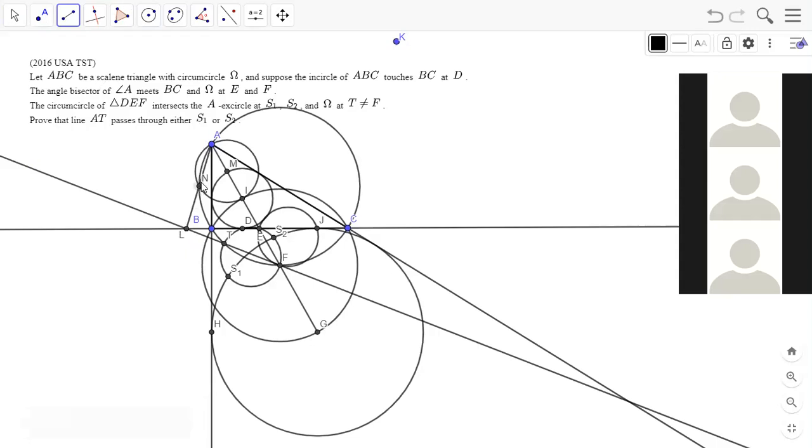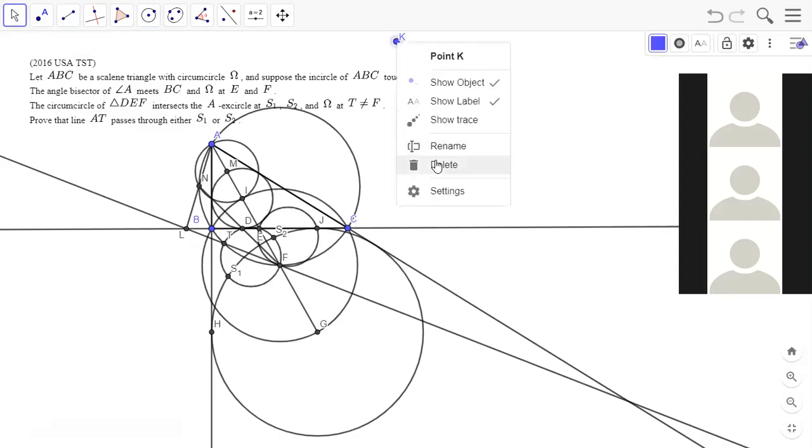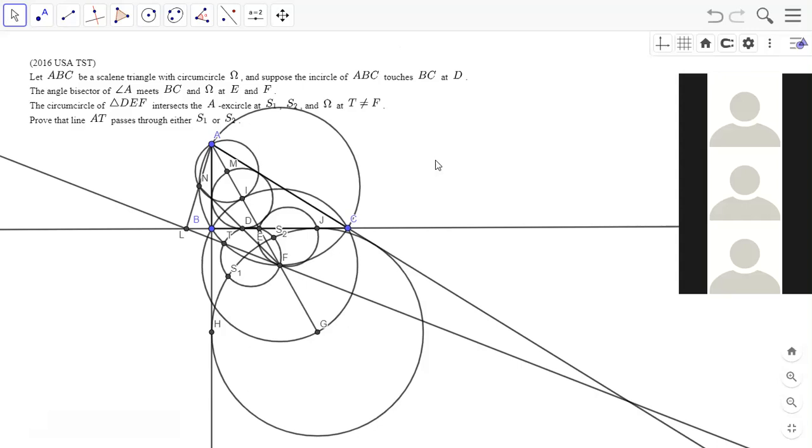So this is a well-known configuration, like the Sharky-Devil configuration. If you use the inversion at F, L will become T, N will become D, and A will become E. So A, L, N is collinear. Therefore, F, T, D, E is cyclic. Okay, I get it. Thank you. So that proves that P is the mixtilinear point. And then I think there's one more step to prove that AS1 is equal to AJ, right?